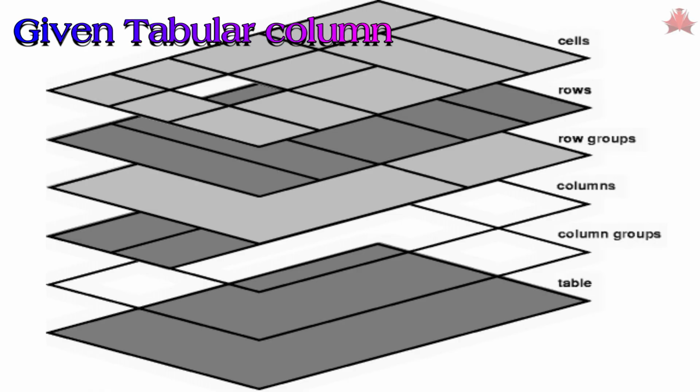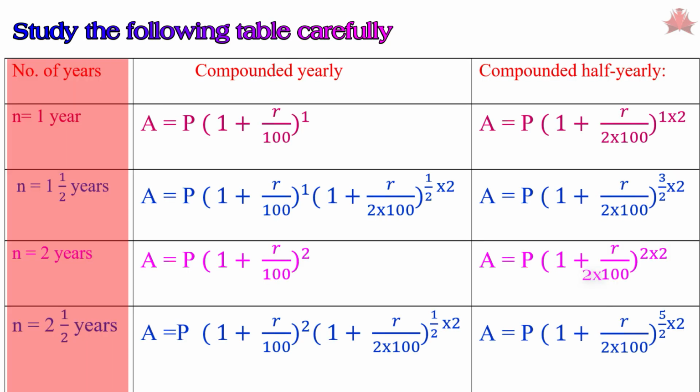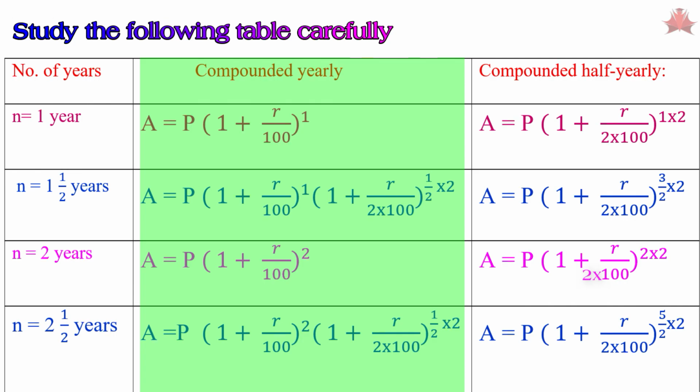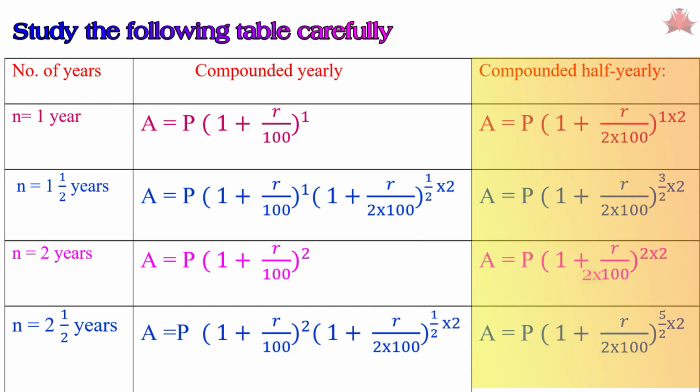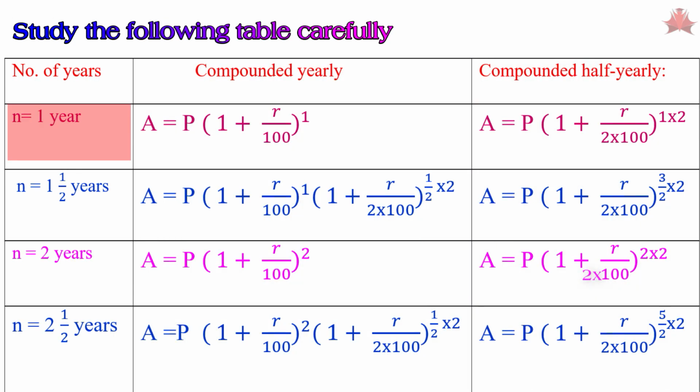Here I have given the tabular column. Study the following table carefully. We have here 3 columns. First one, number of years. Second one, compounded yearly. Third one, compounded half yearly. Number of years is equal to 1 year. So the formula for compounded yearly is A is equal to P into (1 plus R divided by 100) whole power n. Whereas in the compounded half yearly, amount is equal to P into (1 plus R divided by 2 into 100) whole power 1 into 2.